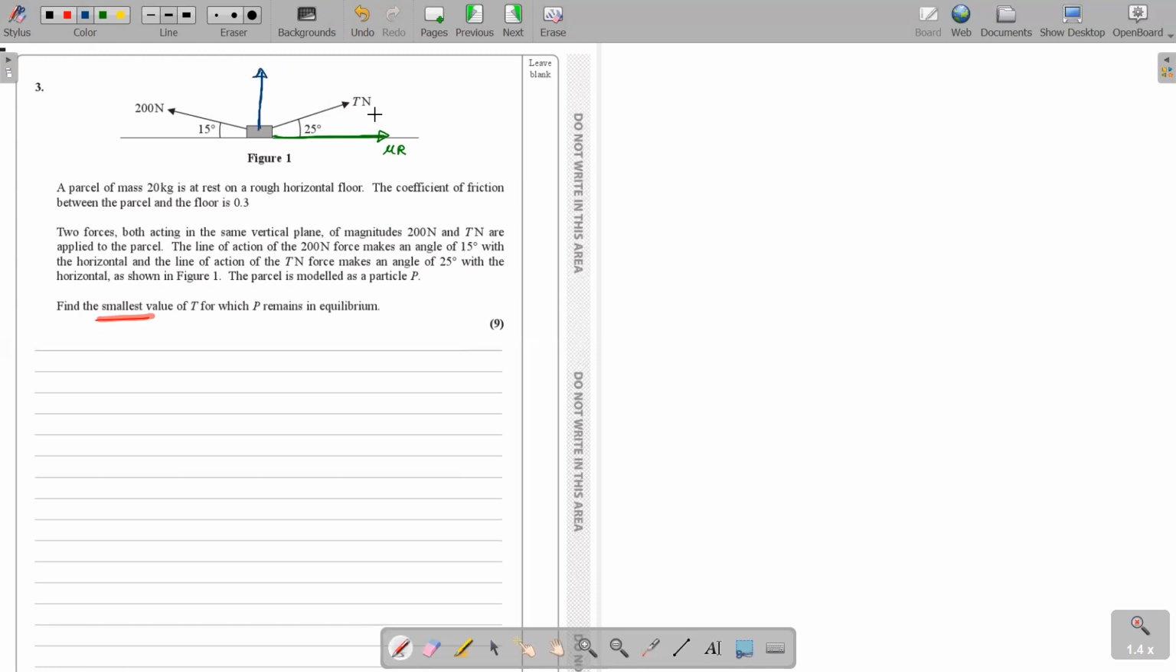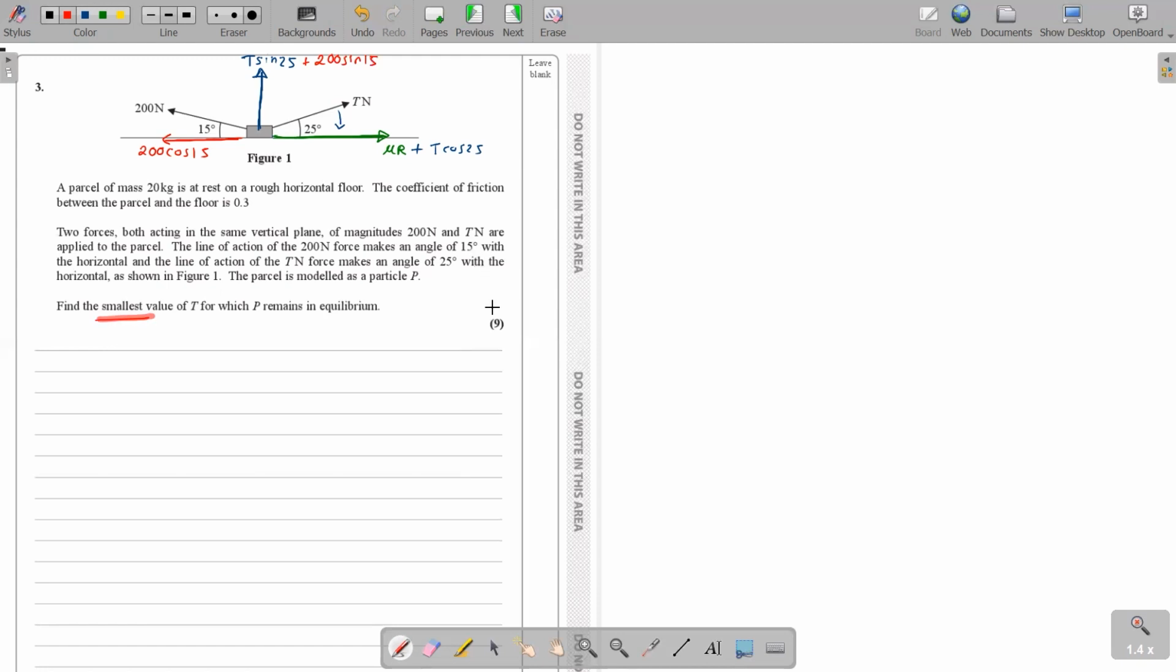So when you resolve to this side, you get mu R plus the T cos 25. Do you agree? The tension resolves T cos 25. Upwards, your tension resolves T sin 25. And then your 200 Newton resolves over here in this end. So this becomes 200 cos 15 because we need to have the horizontal, and the vertical will be 200 sin 15. Are you with me? 200 cos 15, 200 sin 15.